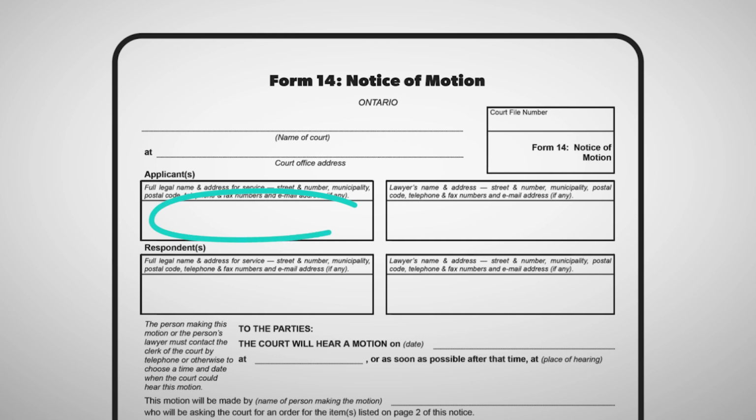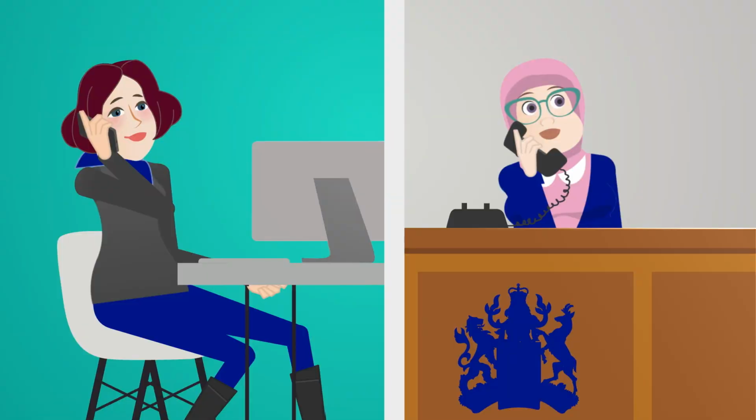On page 1 of Form 14, fill out your name and address, your partner's name and address, and if either of you have a lawyer, the time, date, and court address for when and where your motion will be heard. If you have an existing case, use the same court address that's on your other court documents. Ask the court about available dates for your motion.